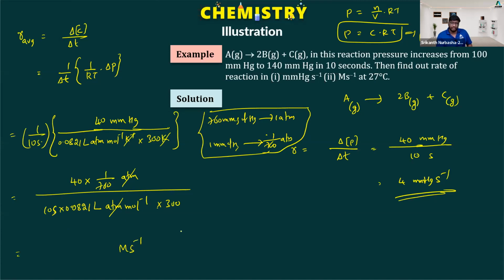Now you can do the calculation: 40 divided by 10 into 0.0821 into 300 into 760. These many molar second inverse. That is the rate of the reaction in terms of molar second inverse. This is the rate in terms of mm of Hg second inverse. So the rate is the same, but the units in which you are representing it have changed.